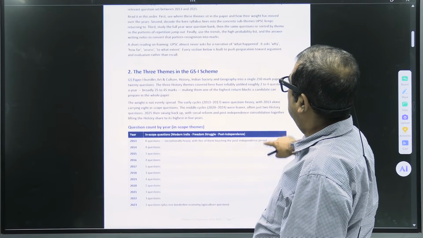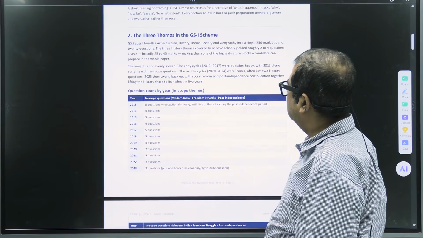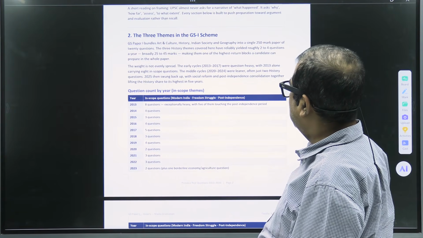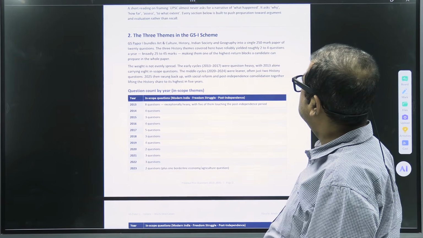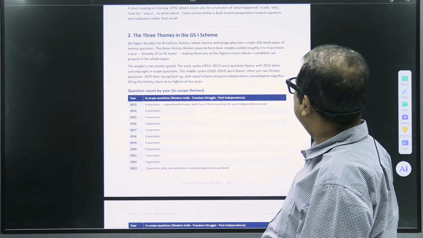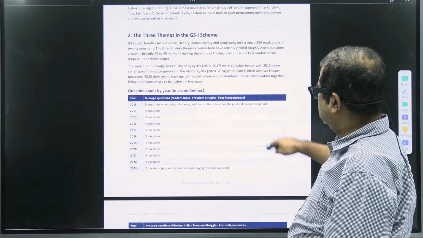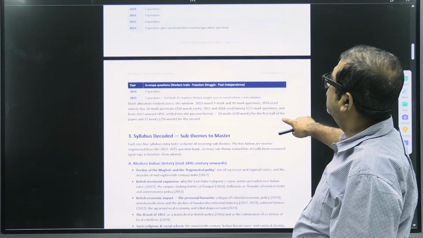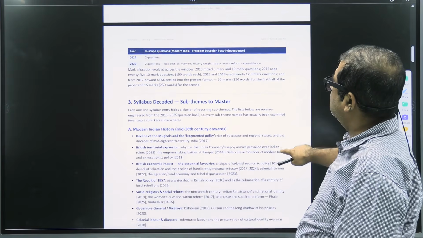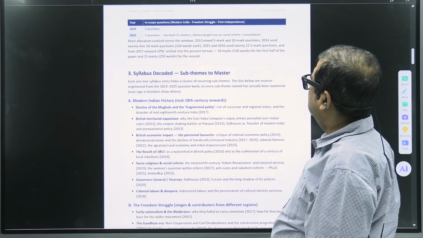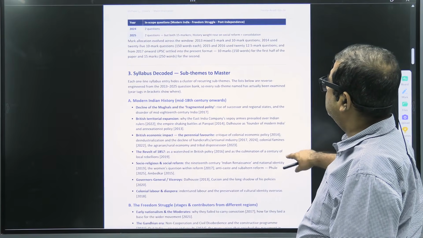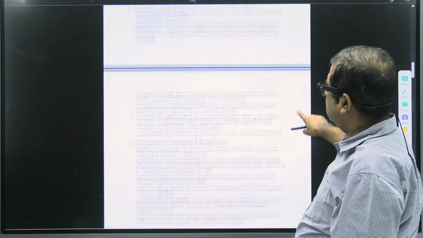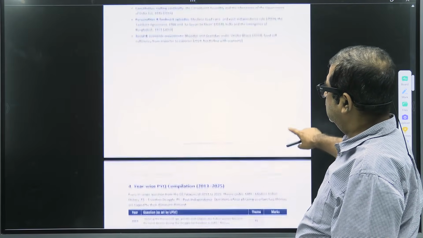So, 2013, 8 questions. Exceptionally heavy with 5 of them touching the post-independence period. 4 questions. And simultaneously from 2013 to 23 you get all the papers. 24, 25 syllabus decoded, sub-themes to master. I already discussed all these things. The syllabus, post-independence.